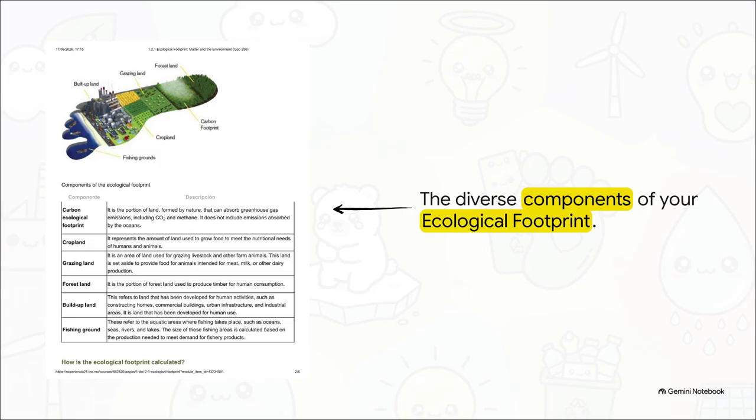Your ecological footprint is actually incredibly diverse. It's not just one single thing. We're talking about the built-up land for our cities and homes, the grazing land and cropland for our food, the fishing grounds, the forest land for timber, and, this is a massive component, the carbon footprint, which represents the forest land needed just to absorb our CO2 emissions. Every little bit adds up.